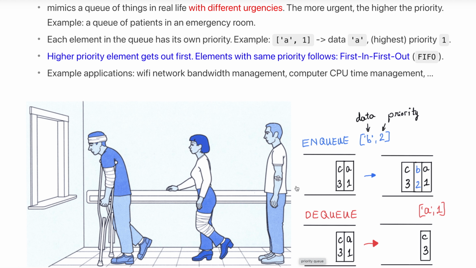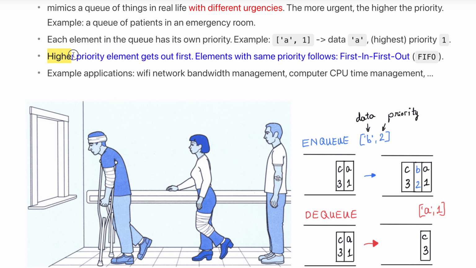The third person in line only has a scratch on his arm. His injury is the least severe one, and he has the lowest priority to get into the emergency room. That is how a priority queue works. Each element in the queue has its own priority, so the element is represented as a pair. The first thing in the pair is the data of the element, and the second one is the priority. In our queue, 1 is the highest priority.